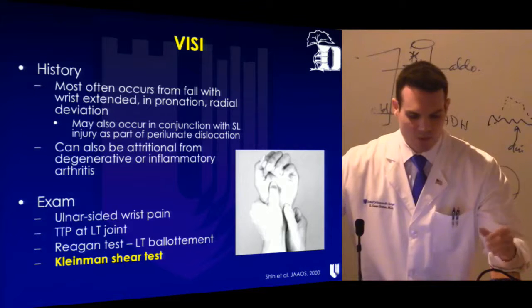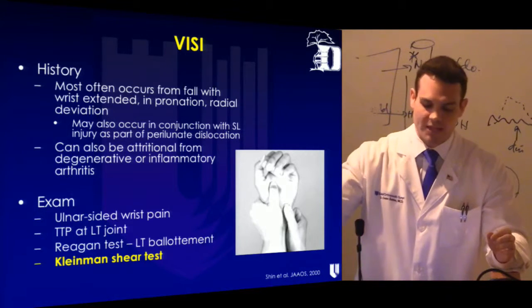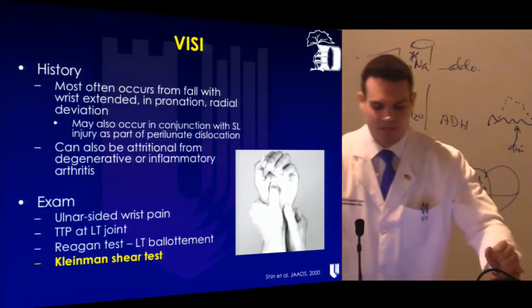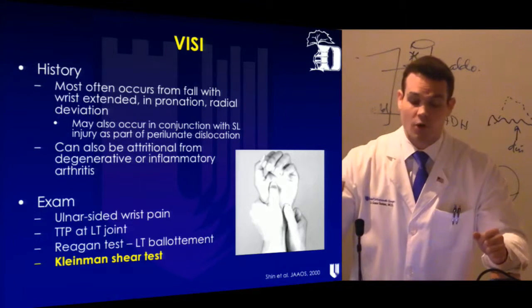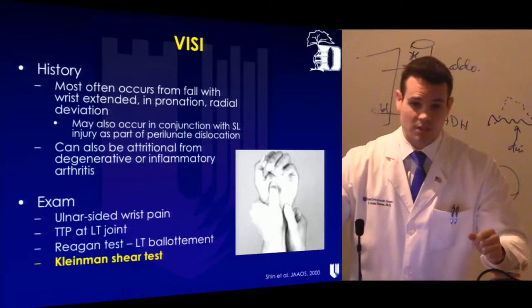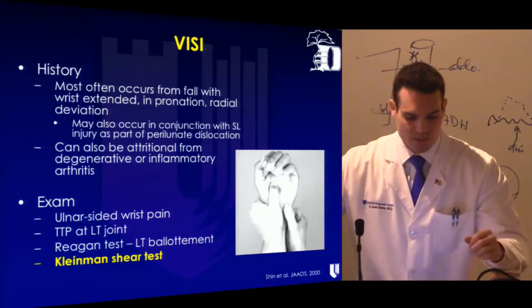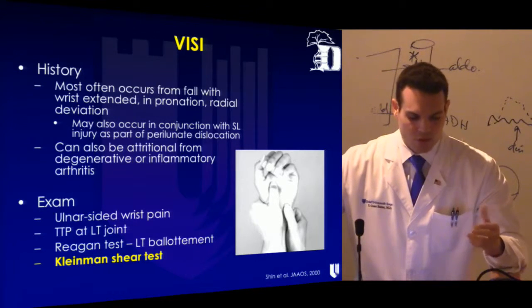In terms of VISI, it most often occurs from a fall with extended wrist, and then in pronation as an isolated injury. And the pronation is important here because the ulnar and volar ligaments will be stressed without the corresponding scapholunate stress. It may also occur, though, in conjunction with SL injury, as part of the perilunate dislocation, and it can also be attritional from degenerative or inflammatory arthritides.